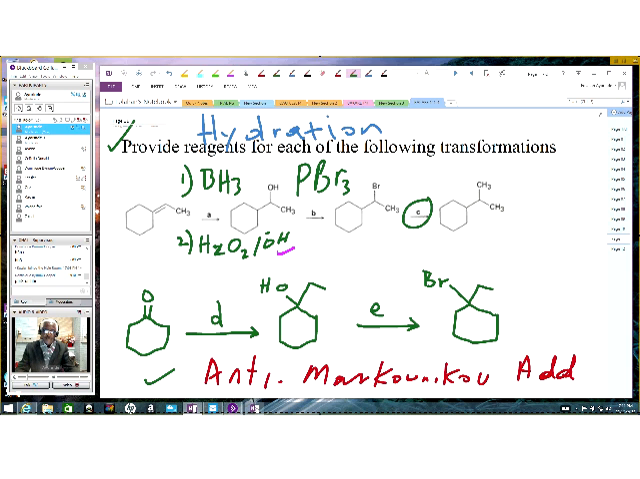For C, we want to go from a secondary alkyl bromide, which is this one here, and replace the bromine atom with a methyl group. In other words, we need to form a new carbon-carbon bond right here. What reagent do we need to use for that?